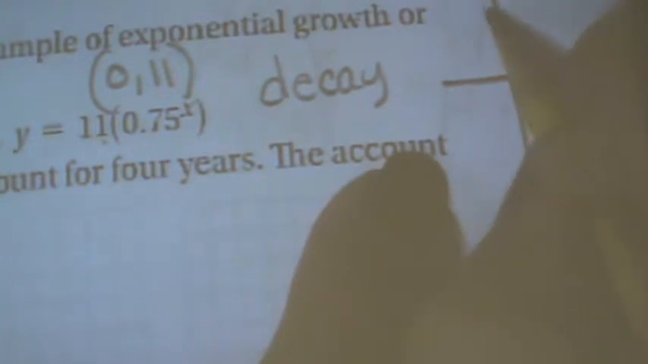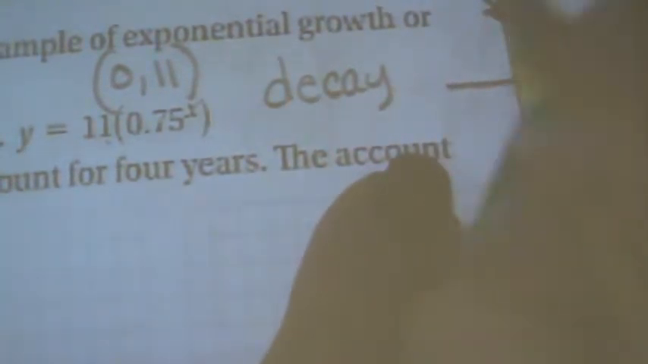How about B? Is that growth or decay? Decay. And what's your y-intercept? (0, 11). So this thing would hit at (0, 11), and it'd be coming down like that.